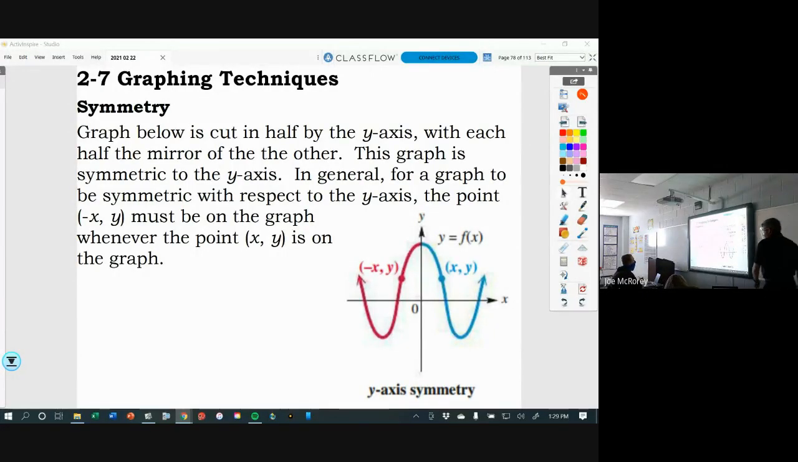Alright, so symmetry. Symmetry means that you cut something in half, it looks the same on both sides, right? Fold it in half. So the graph that you see in front of you is symmetric about the y-axis. The blue part would lay on top of the red part if folded in half. The y values stay the same. The x values change signs. If that's ever the case, then it's symmetric about the y-axis.